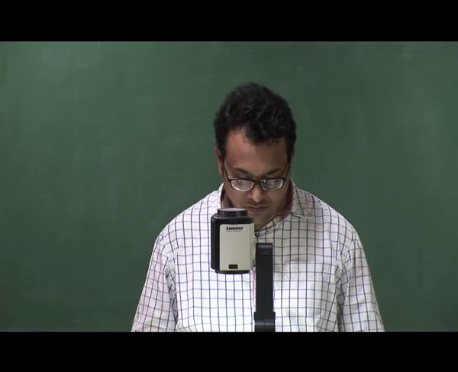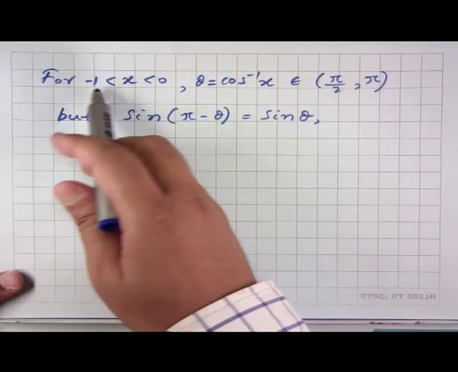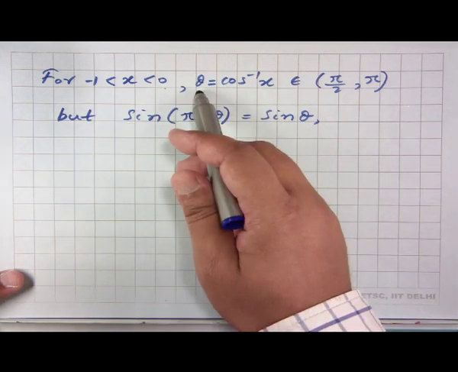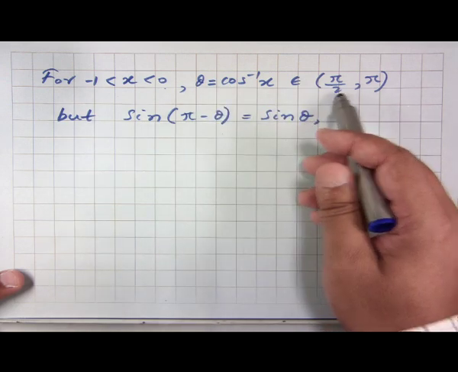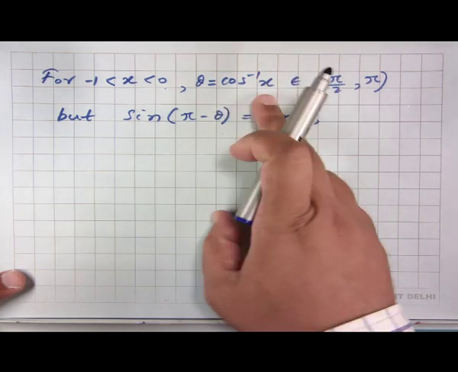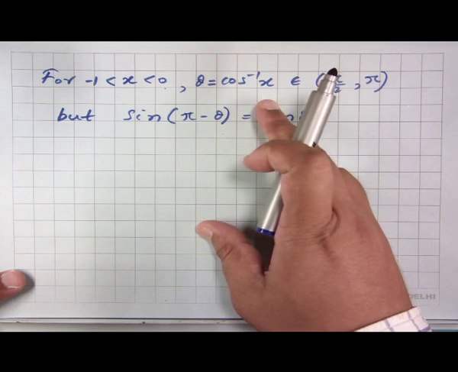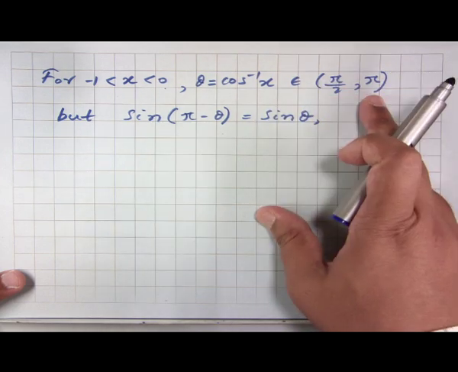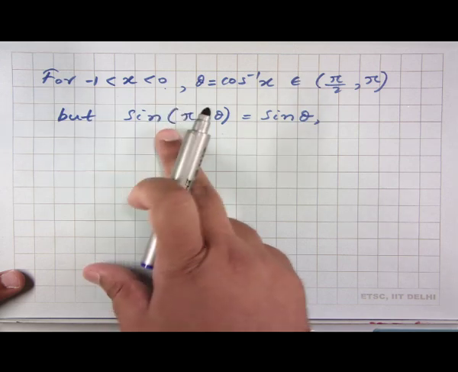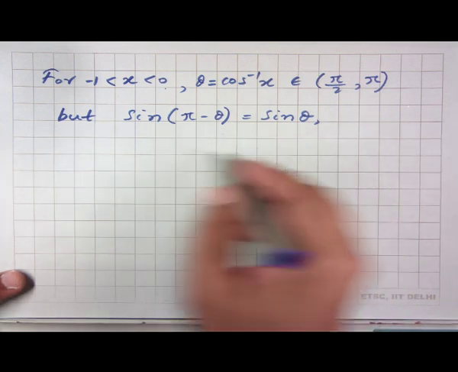So, the solution out of this is, going back to the example, that if x is between -1 and 0, then cos inverse x, which I denote by theta, will definitely lie between pi by 2 and pi. And then instead of straight away saying that cos inverse x is sine inverse of half, which is not possible because sine inverse of half will not belong to this set, so cos inverse x cannot be equal to sine inverse half. But then we see that sine of pi minus theta is the same as sine theta.